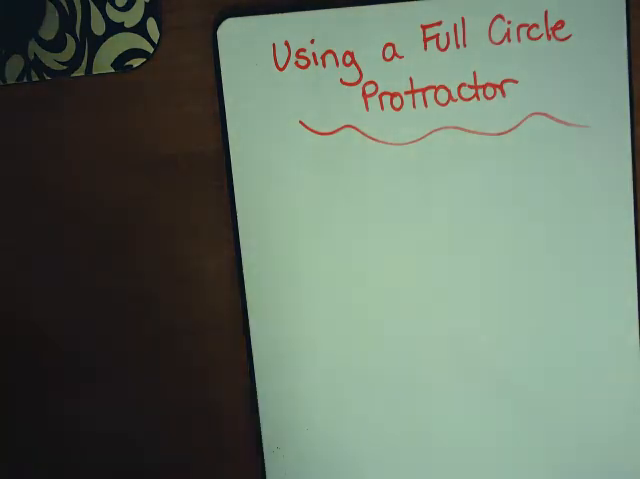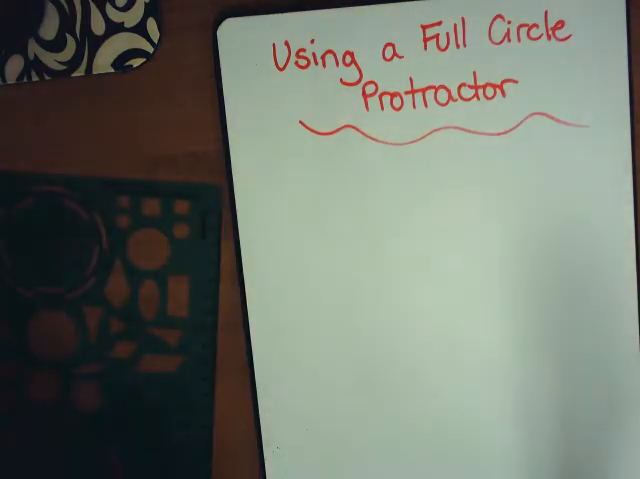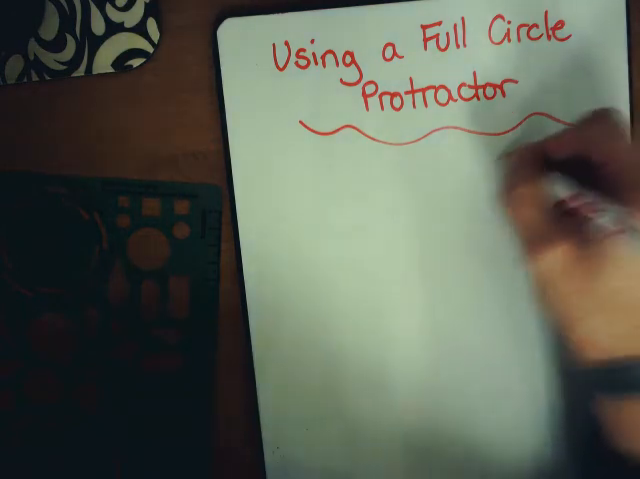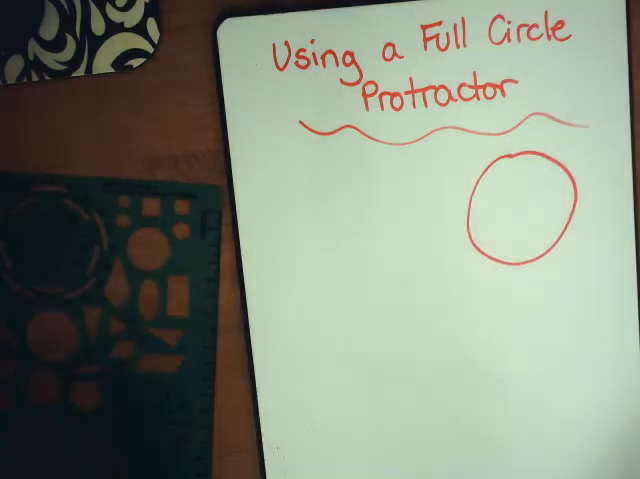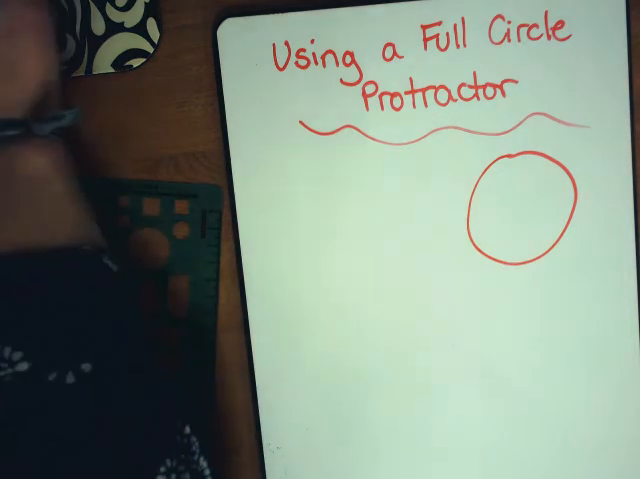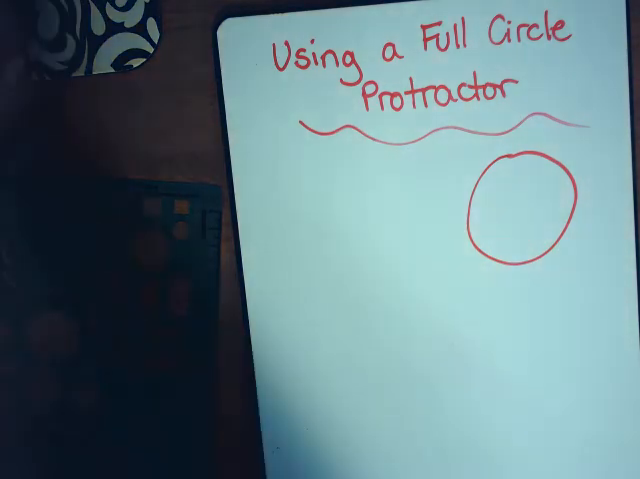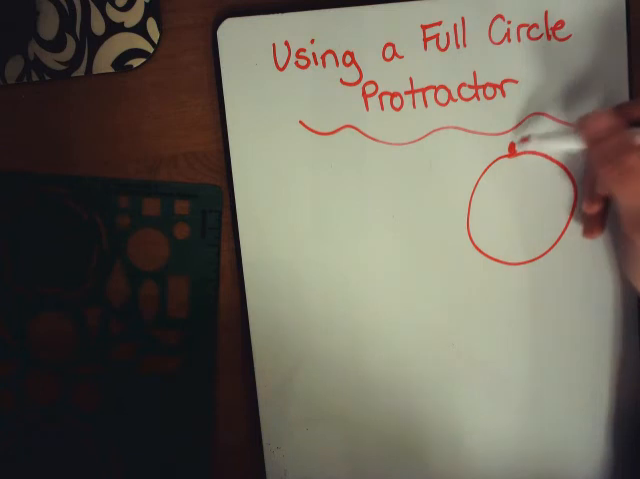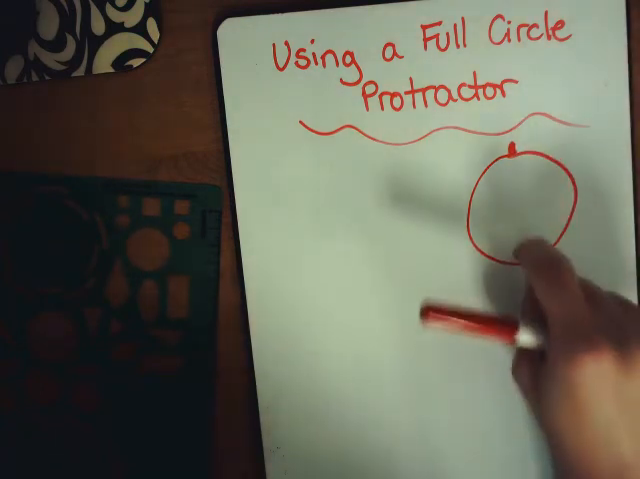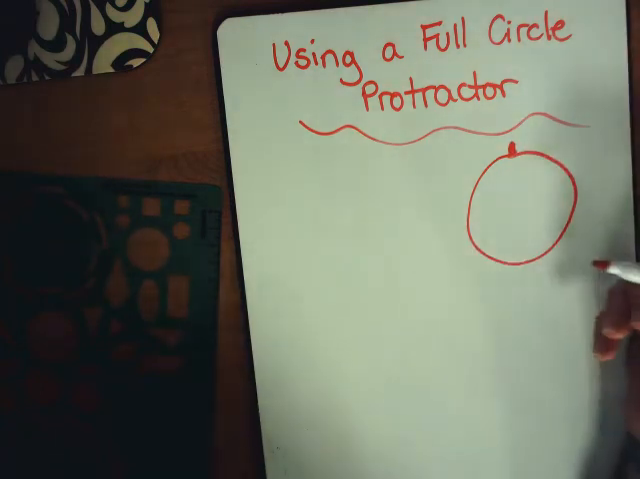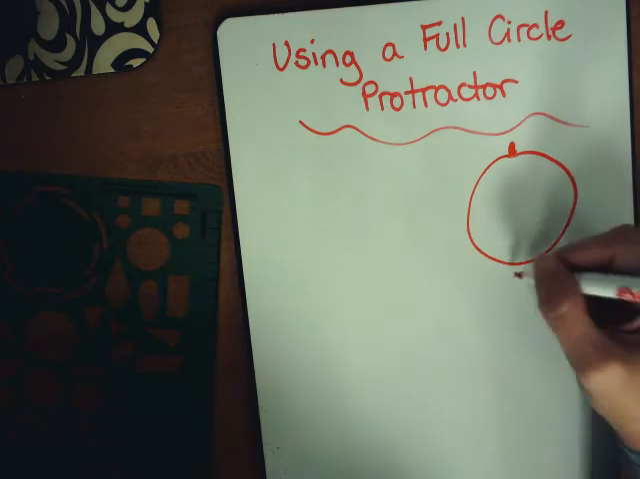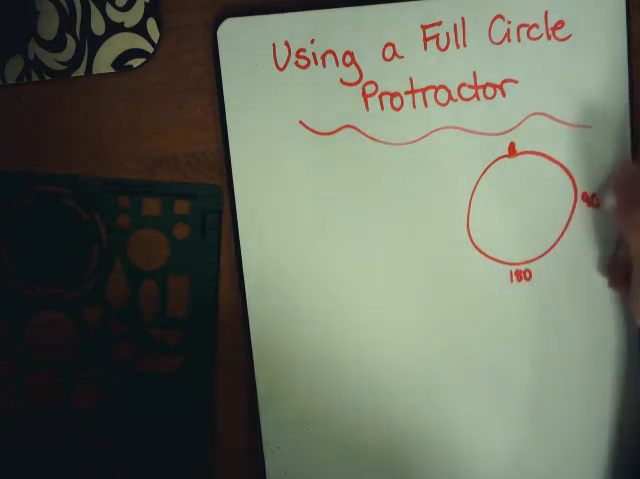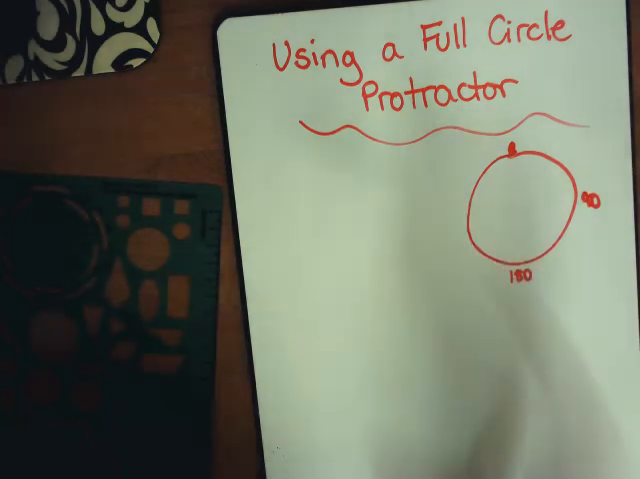Okay, so when we think about a full circle protractor, let's just go ahead and draw one real quick so we know what we're talking about. Just draw me a circle, just like that. If you think about it, we had 0 up here, right? What was at the 6 o'clock mark? How many degrees was that? 180 degrees, right? And then we've got 90 degrees over here. What would be over here?